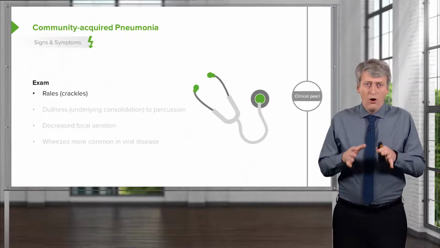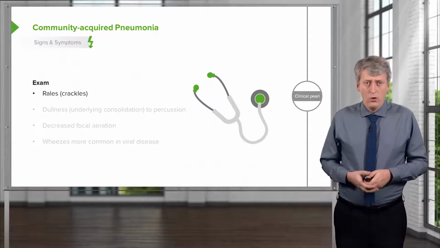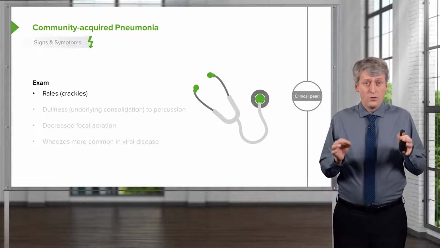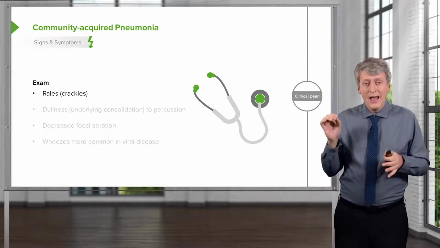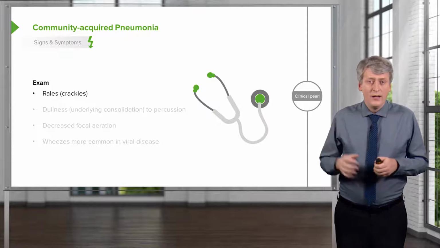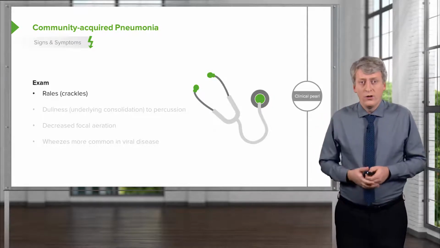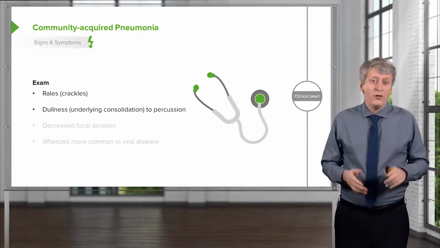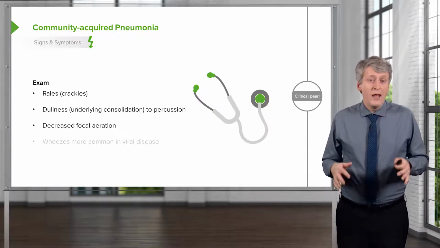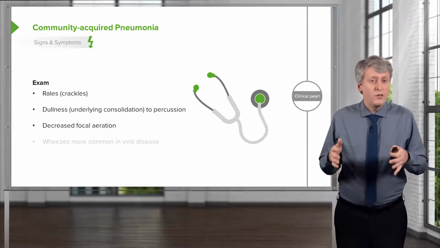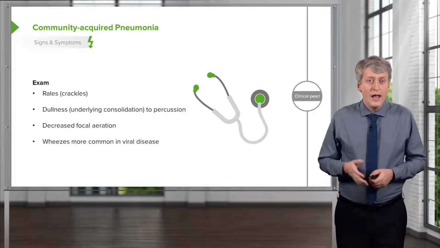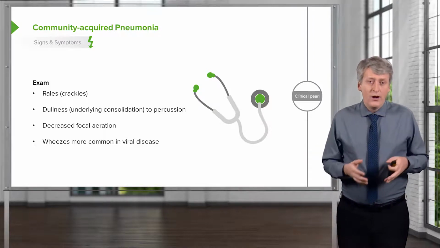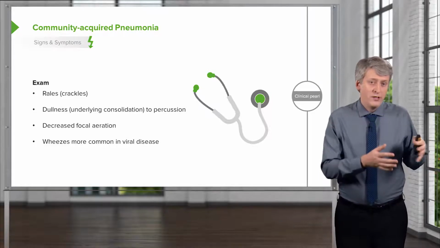So what do we see on exam that's specific to community-acquired pneumonia? Well, the first and most important thing is rales. Rales, which is also sometimes called crackles, is that high-pitched sound we hear on inhalation and exhalation in a focal point over some infected lung. Patients on percussion may have dullness to percussion. Patients may have areas where there's decreased aeration. You can't hear those breath sounds so well. And wheezes are more common in viral disease than they are in true lobar bacterial pneumonias.